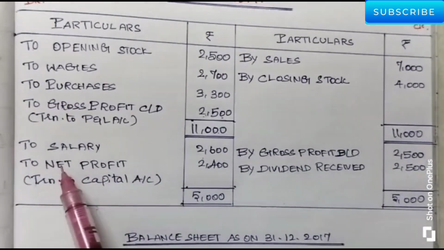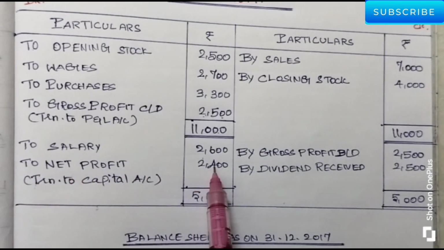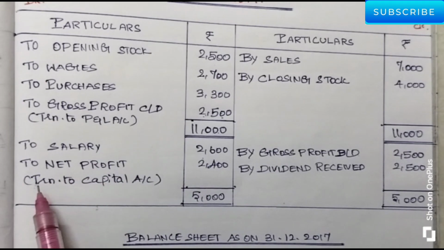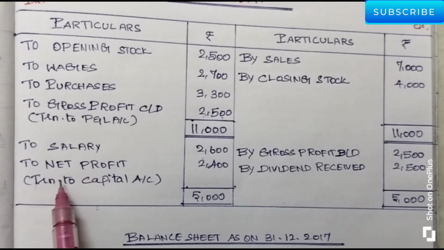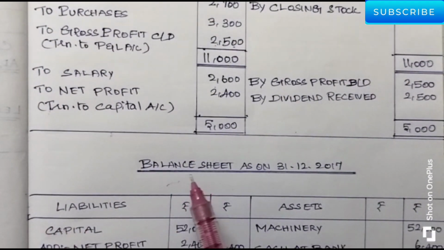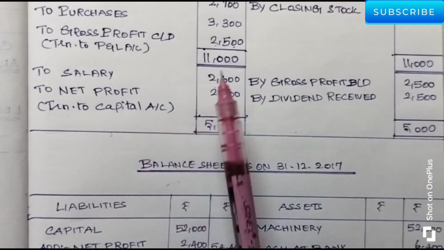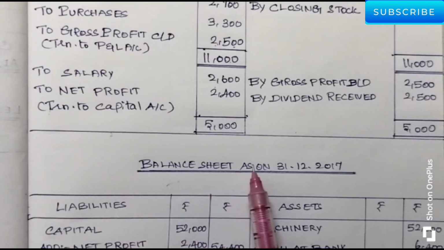So what's the net profit from the profit and loss account? Net profit is 2400. Okay, and then you have to transfer that net profit to the capital account, the capital account of the balance sheet. So now we have prepared the trading and profit and loss account. Now we are going to prepare the balance sheet.